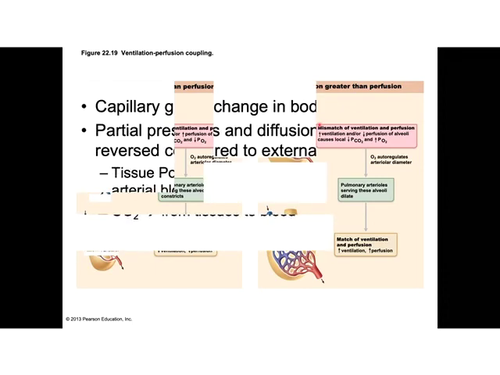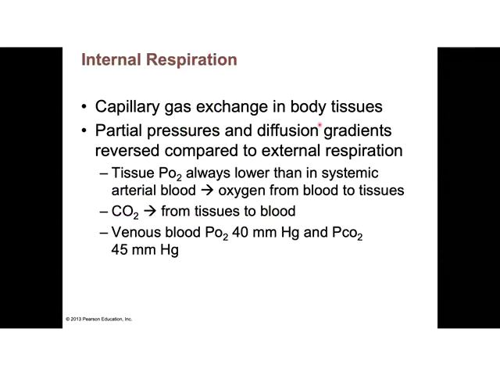Capillary gas exchange in body tissues is internal respiration. Partial pressures drive this. Again, remember, when we're talking about movement of gases, it's all driven by concentration gradients. Tissue oxygen is always going to be lower than in systemic arterial blood because we're using oxygen in order to generate ATP, and we're converting it into water, all right? So that's what's happening in metabolically active tissue. So that's why the oxygen levels there are always lower than in arterial blood.